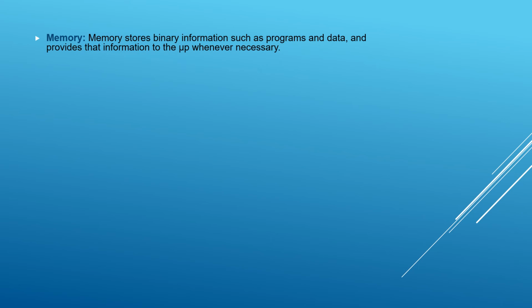Now, going to the memory. Memory stores binary information such as programs and data, and provides that information to the microprocessor whenever necessary. So what I'm calling here MUP is what you are calling the microprocessor. Once again, there is no processing done by the memory. It basically stores binary information such as programs and data. When we talk of programs, we are referring to things like WhatsApp on your phone, and data refers to your images and songs.